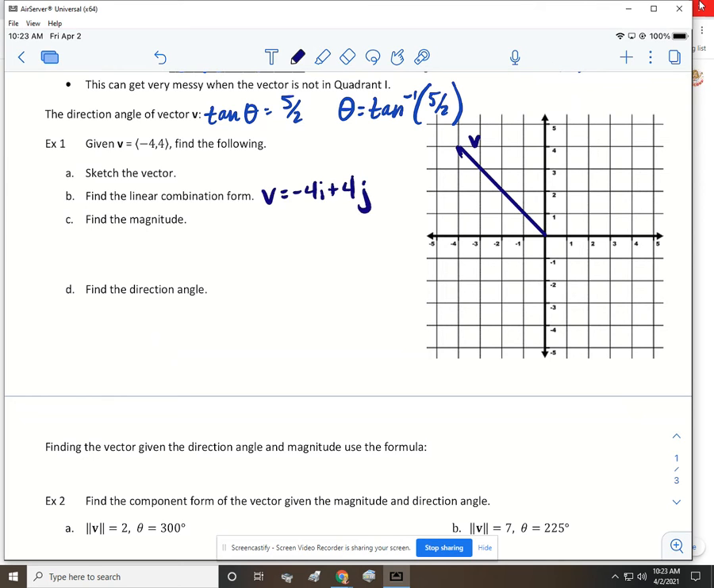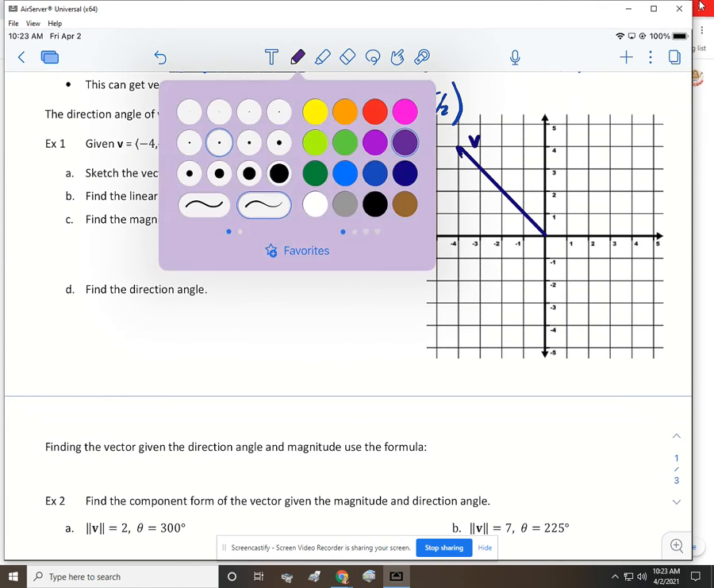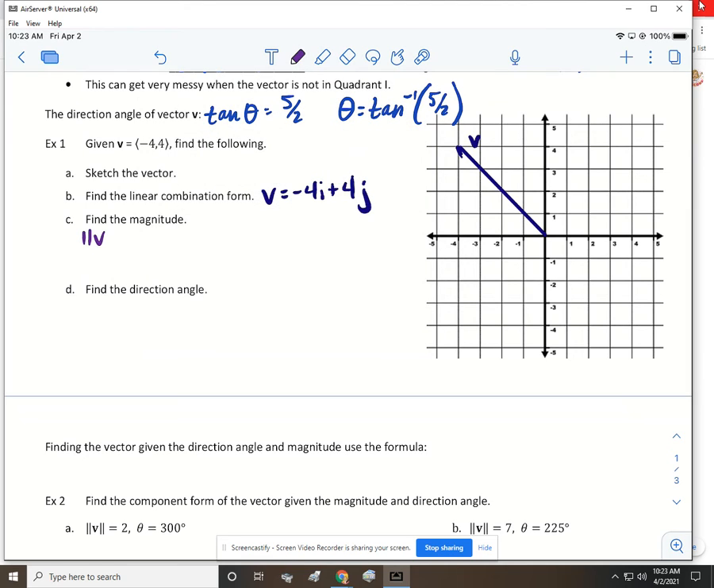And those are not scripted i's and j's, it's just regular, like it's actually bold i and j. Okay, and then we're going to find the magnitude. So the magnitude is basically just the Pythagorean theorem. So 16 plus 16 is the square root of 32, and that's going to reduce down to 4 square root of 2.